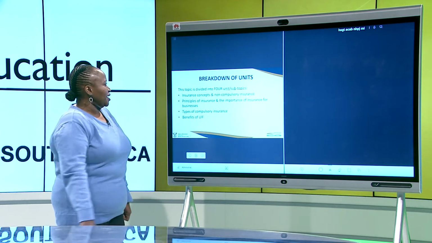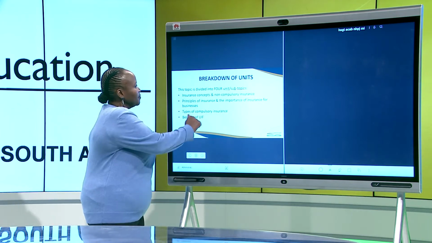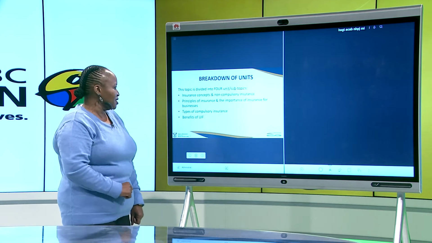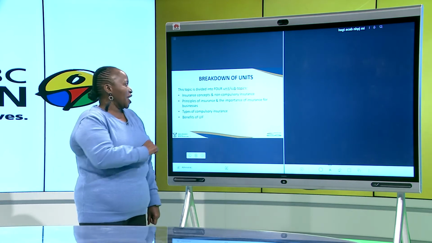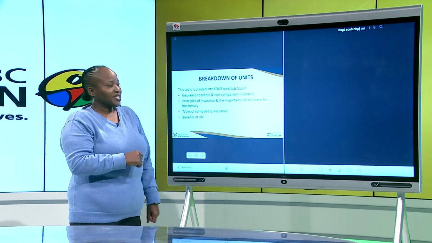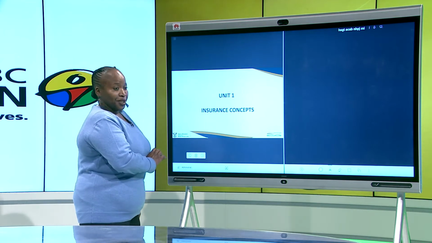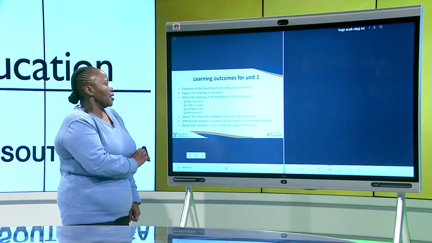Number 1 being insurance concepts and non-compulsory insurance, principles of insurance and the importance of insurance for businesses, types of compulsory insurance, benefits of UIF. So these are the subtopics that are covered in this lesson. Let's look at unit 1, which would be insurance concepts.